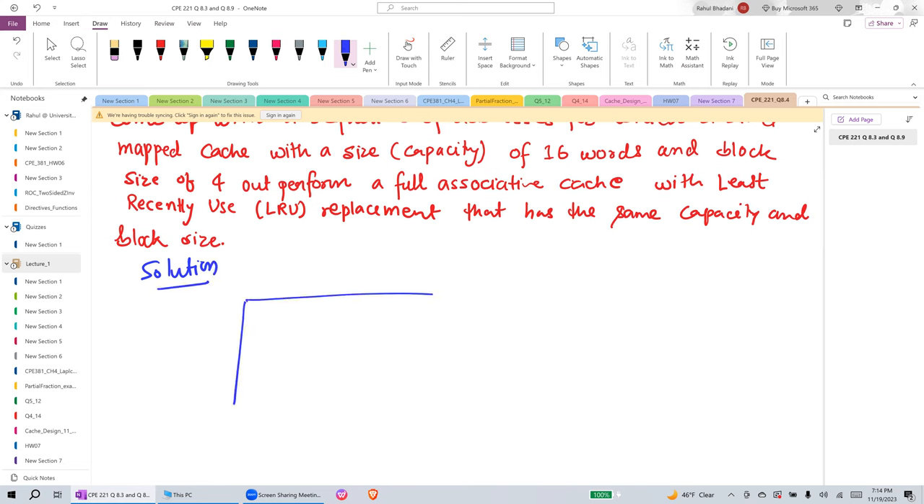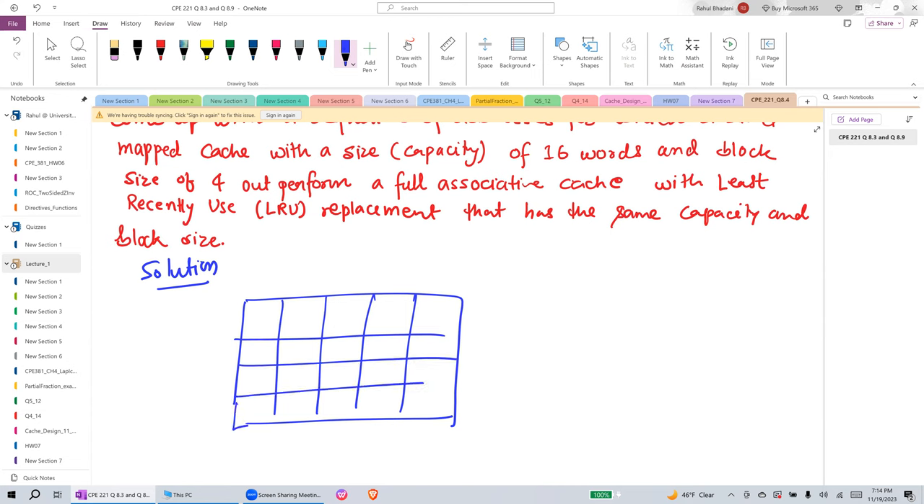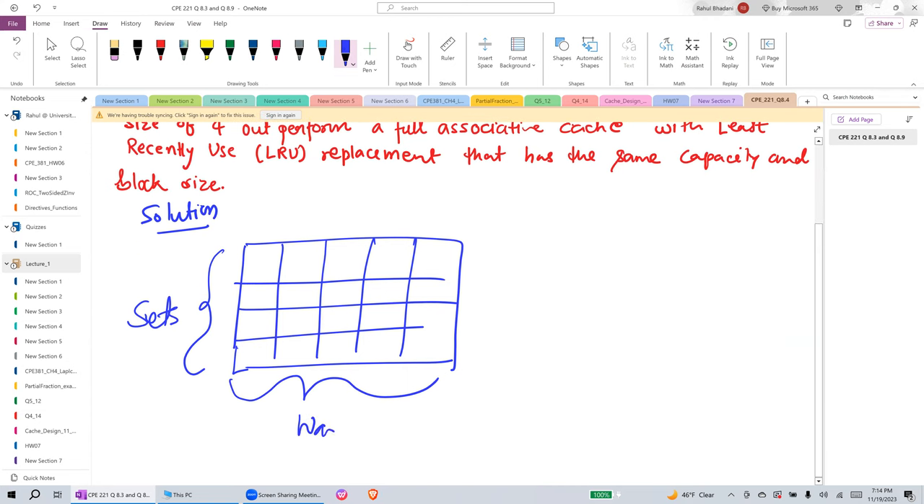First, recall that the cache is organized as a table, basically with rows and columns. For a given capacity, these rows are called sets, and these columns are called ways. You have a capacity C. And then what is given is the block size, which is B.